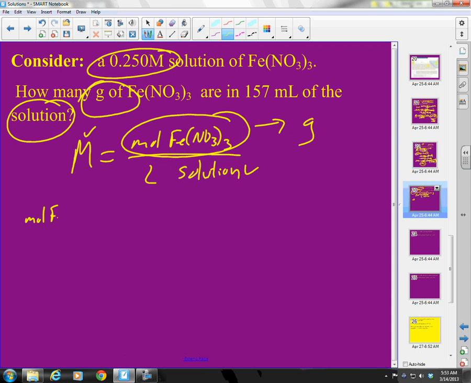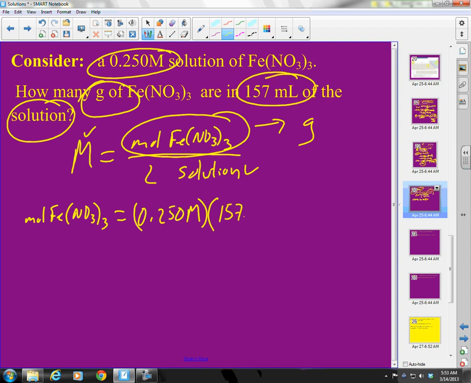Moles of iron 3 nitrate equal molarity, 0.250 molar iron 3 nitrate, times liters of solution. What do they give me? Once again, they don't give me liters. They give me milliliters of solution, so I have to convert those milliliters to liters. That is 1 liter per 1,000 milliliters. So how many moles of iron 3 nitrate do I have?